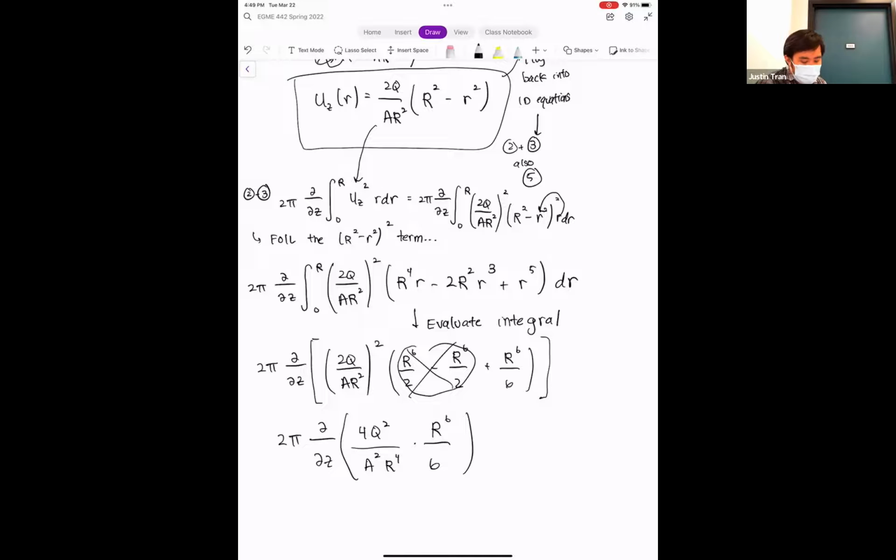We're going to have a lot of these terms cancel out. We have an r to the 4th here, and that's going to cancel out with this r to the 6th, so we're just going to have r squared up top. This 4 is going to cancel out with the 6, and so we're going to have 2 over 3. If we do that, we have 2 pi partial z of 2q squared r squared divided by 3a squared.